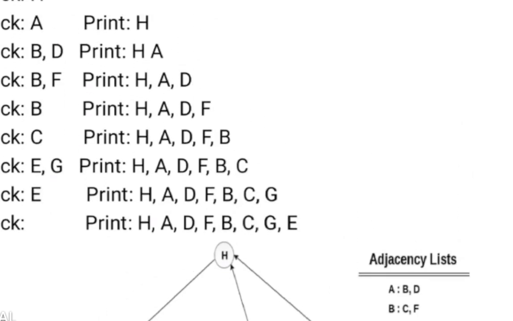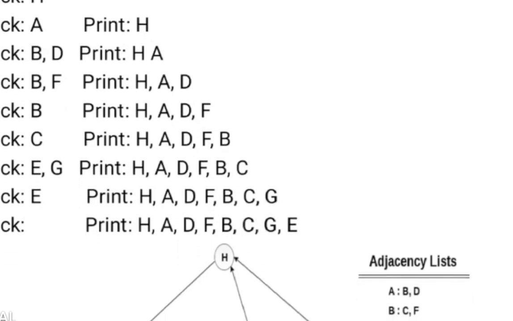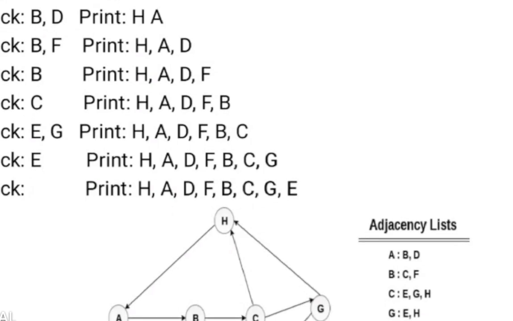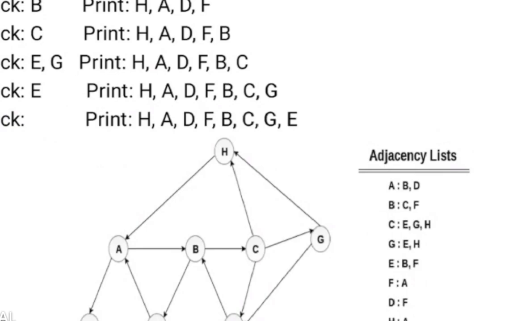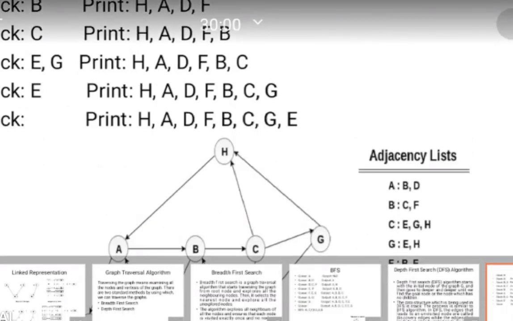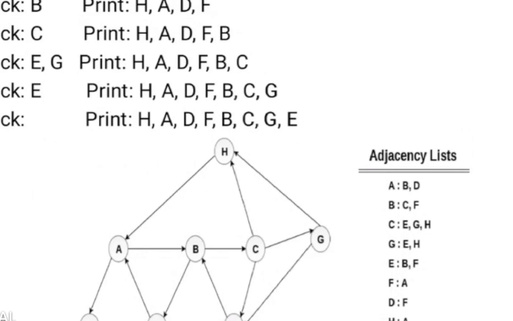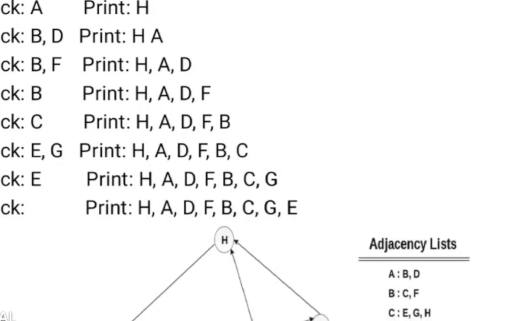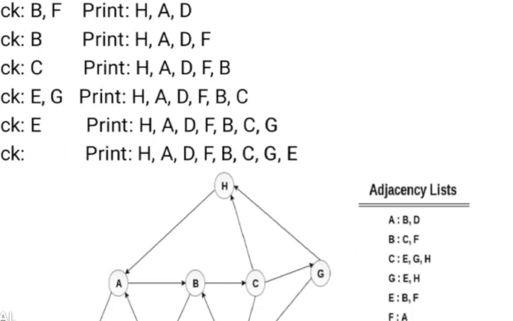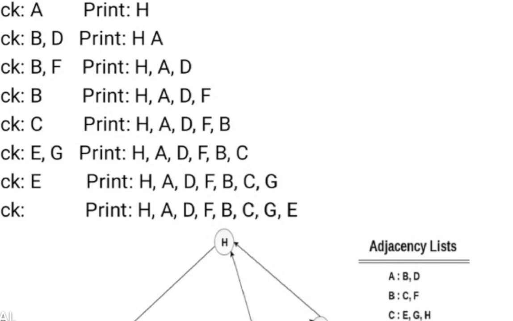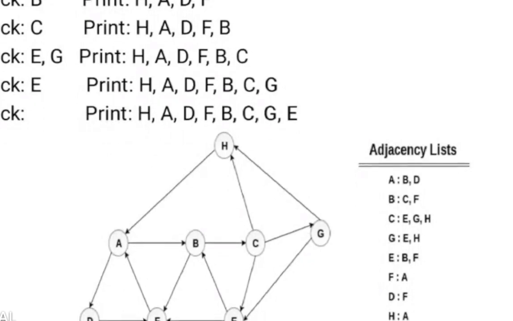Initially it starts with H in the stack, then A is added to the stack, then D is added to the stack, then it adds F. Simultaneously it is printing this: H, A, D, F, B, C, G, E.